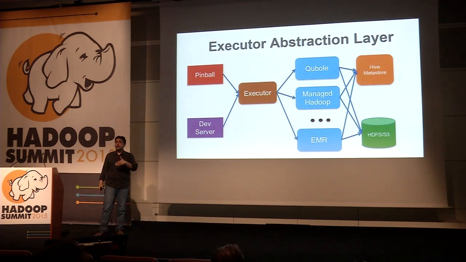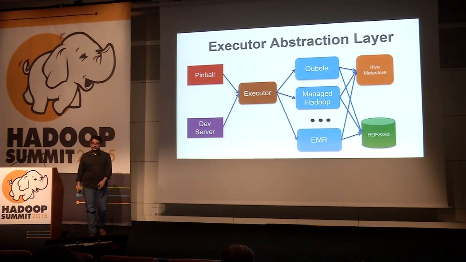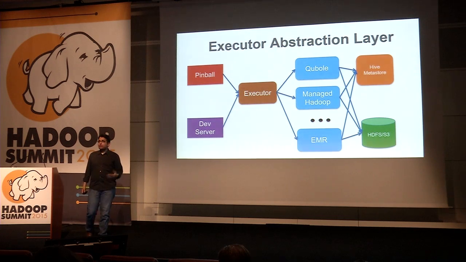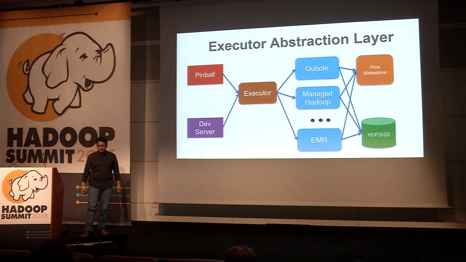So this allowed us to test Qubole first, which is a Hadoop as a service provider on Amazon, and then migrate slowly without causing disruption to our users. Right now, we are 100% on Qubole for about a year. And this also allows us in the future, if we want to, to use our own managed Hadoop inside Pinterest.